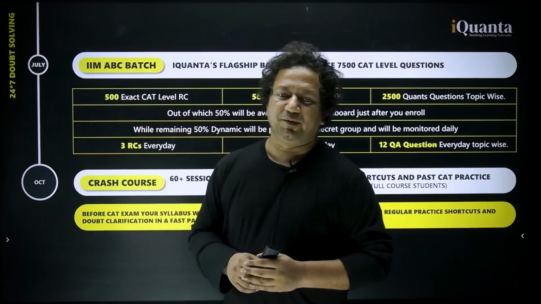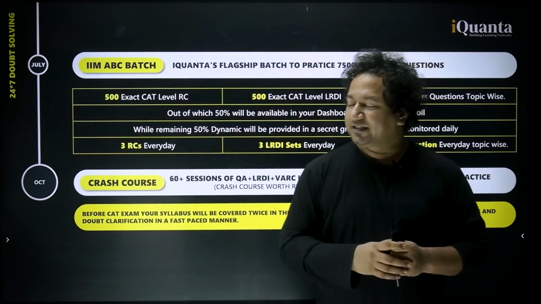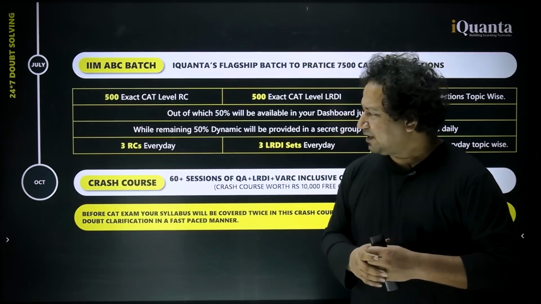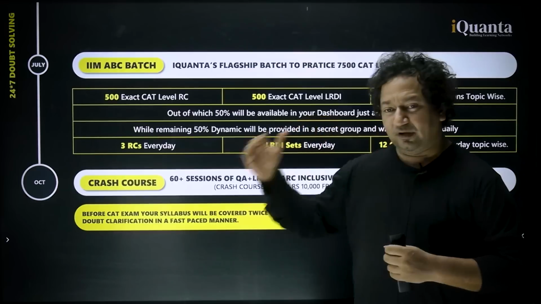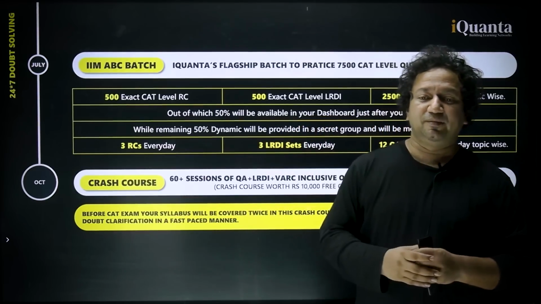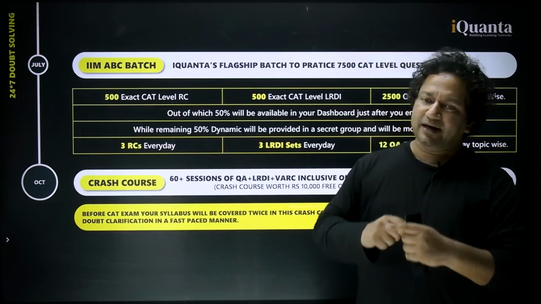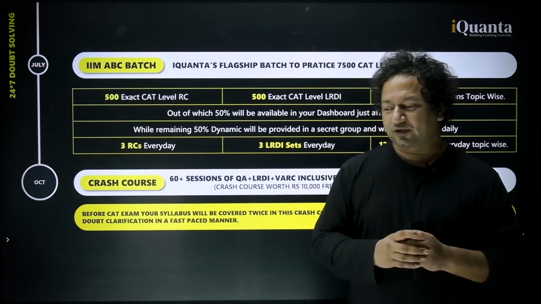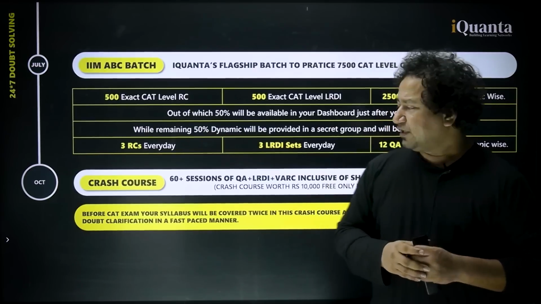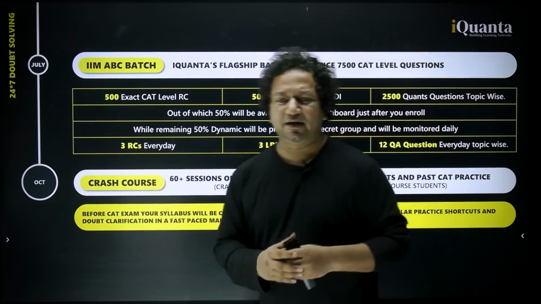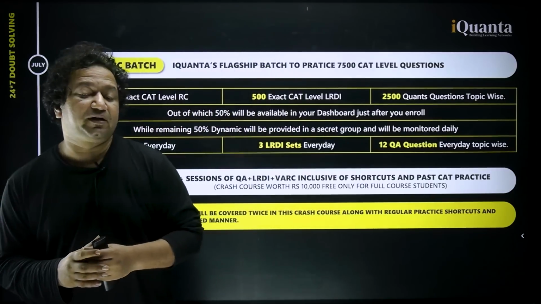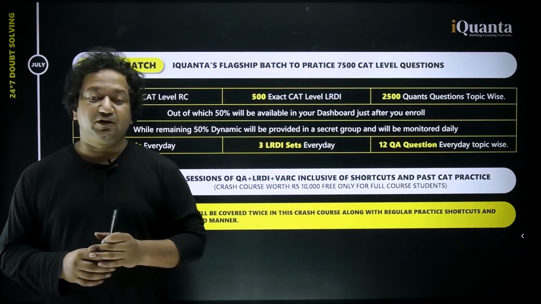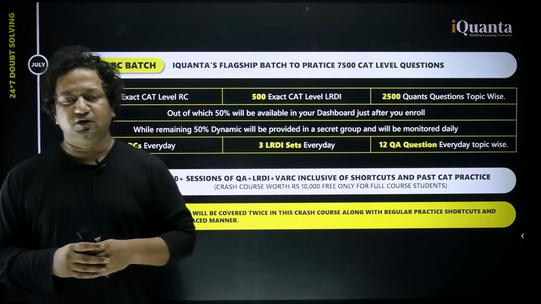Then comes October. In October, we'll be launching the crash course. If I was a student, I would definitely look forward to something like this: in November we have CAT, and in October we'll be having this crash course through which the entire syllabus will be revised, and it will be all about application, all about solving moderately difficult level questions. There will be 60 plus sessions of quant plus LRDI plus VARC, which will be inclusive of all the shortcuts and past year CAT practice. This crash course is worth ₹10,000, but it's free for full course students.